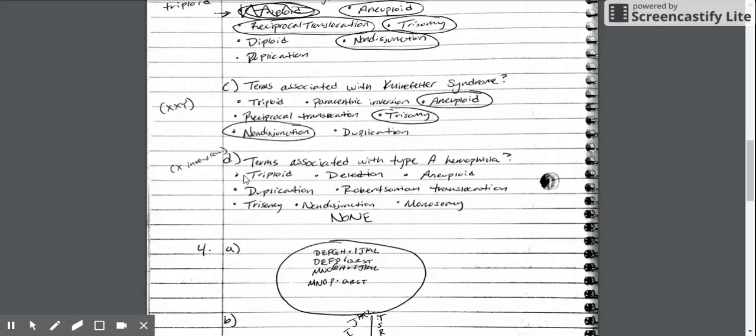Terms associated with type A hemophilia, none of these are going to be associated with none of these terms because the disease is caused by an inversion on the X chromosome. None of these are related to a non-disjunction, monosomy, none of that.